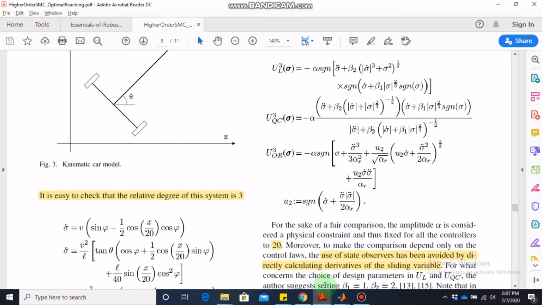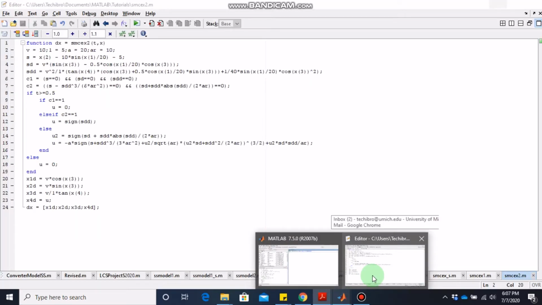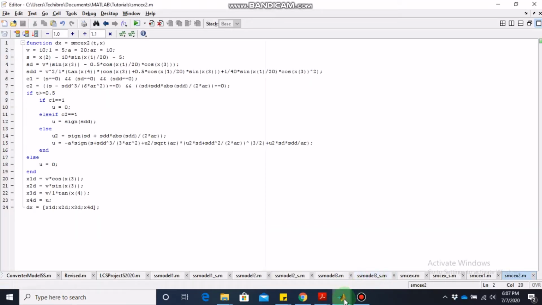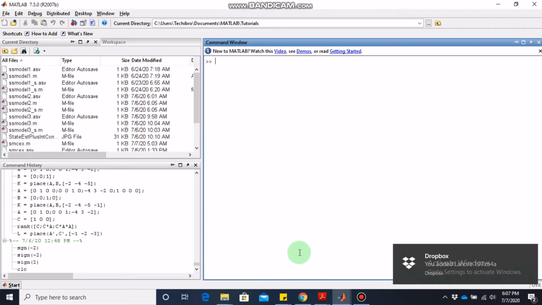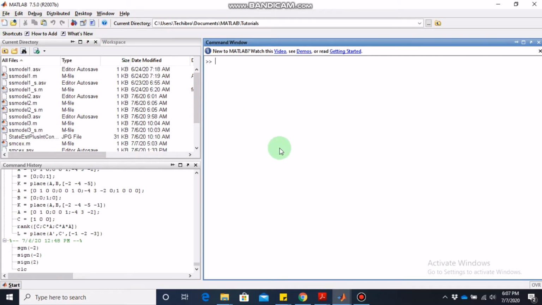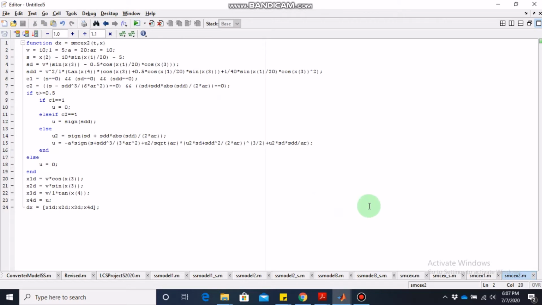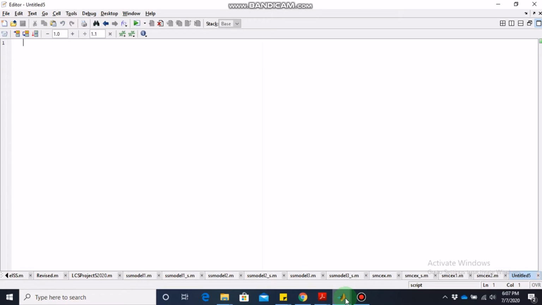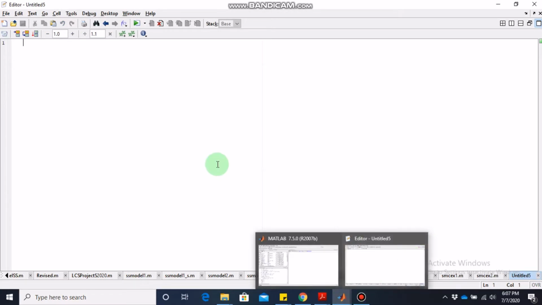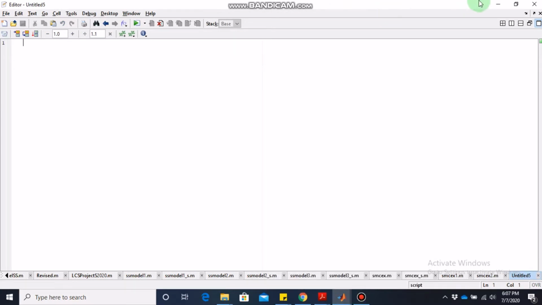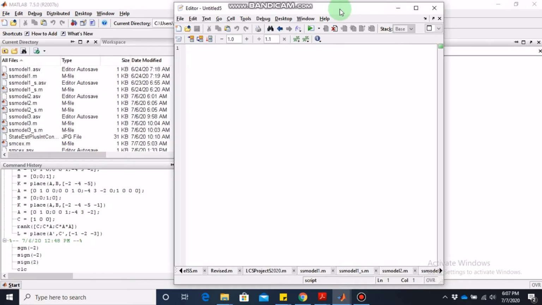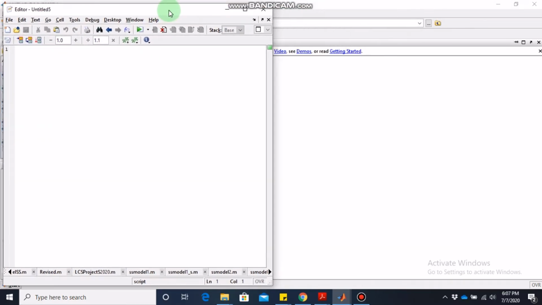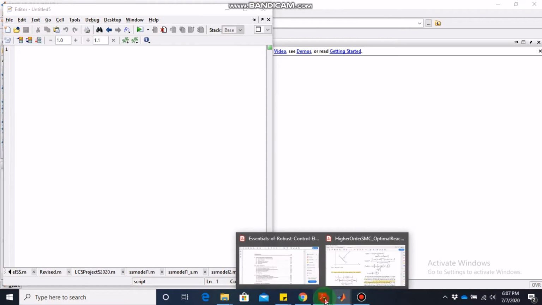I already have MATLAB open here, but let me just create a new M file, and that's going to be created in a minute. So that's our new M file. Let me just minimize the screen so that you can see with respect to the paper what I am doing.